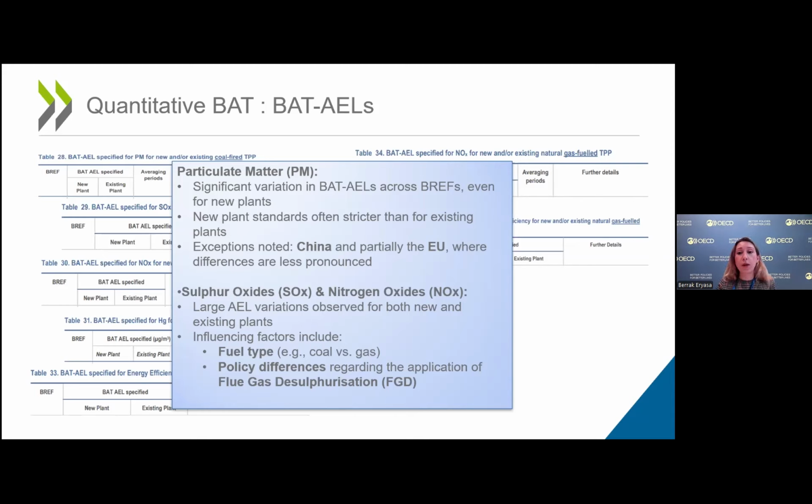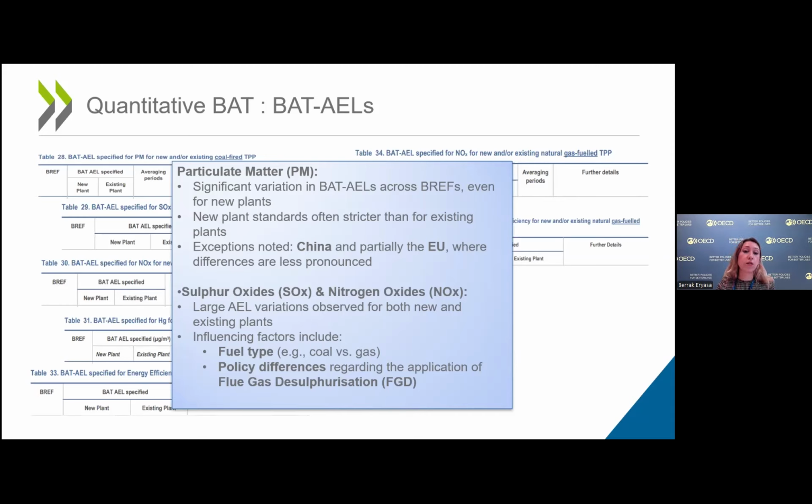Some of the remarks that we've raised within the report, for example, starting with the dust, there were significant variations in BAT-AELs across the BREFs, even for the new plants. We've also noted that new plant standards often showed stricter approaches than for the existing plants, for which we had some exceptions noted, particularly for China and some from the EU, where the differences were less pronounced.